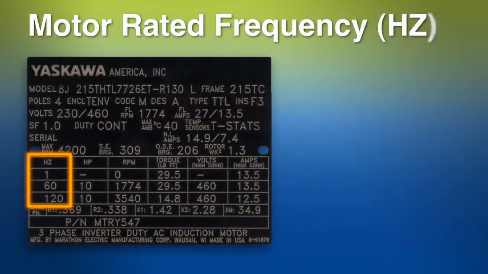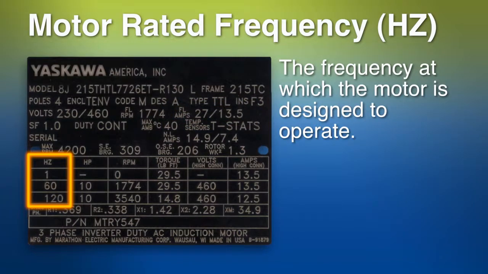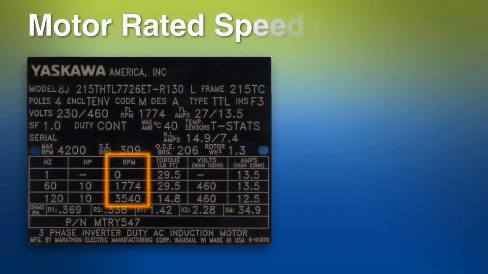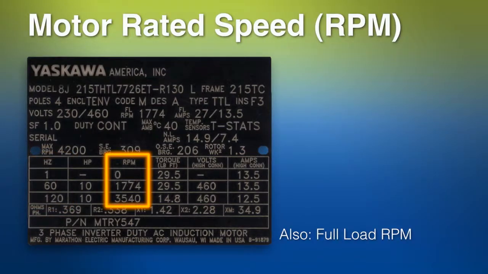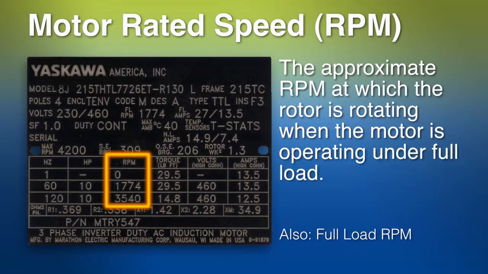The motor-rated frequency is the frequency at which the motor is designed to operate. In North America, the rated frequency is 60 Hz. Some motors are designed to work with a variable frequency drive, or VFD. They are rated to run at different frequencies. Motor-rated speed, or full load RPM, is the approximate RPM at which the rotor is rotating when the motor is operating under full load. Motor-rated speed is expressed in revolutions per minute.